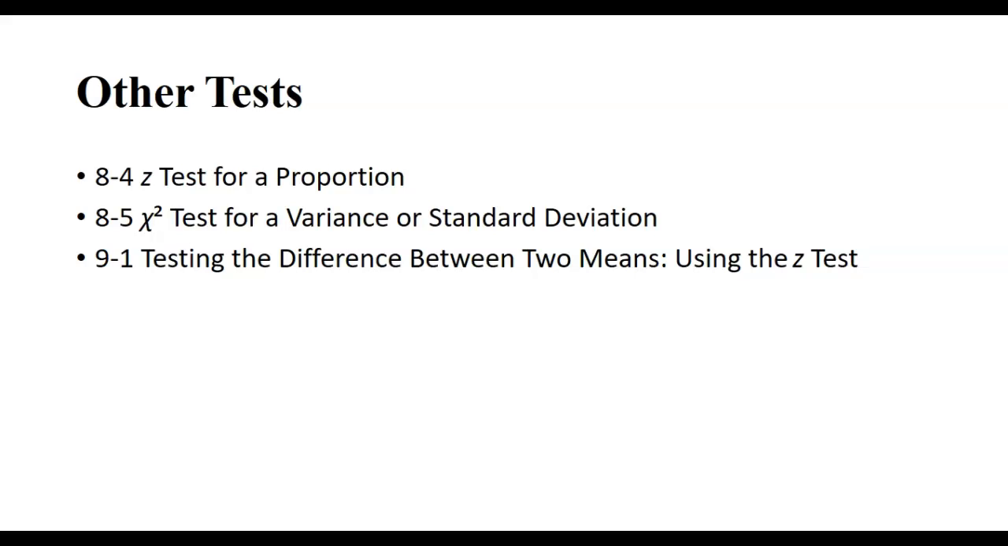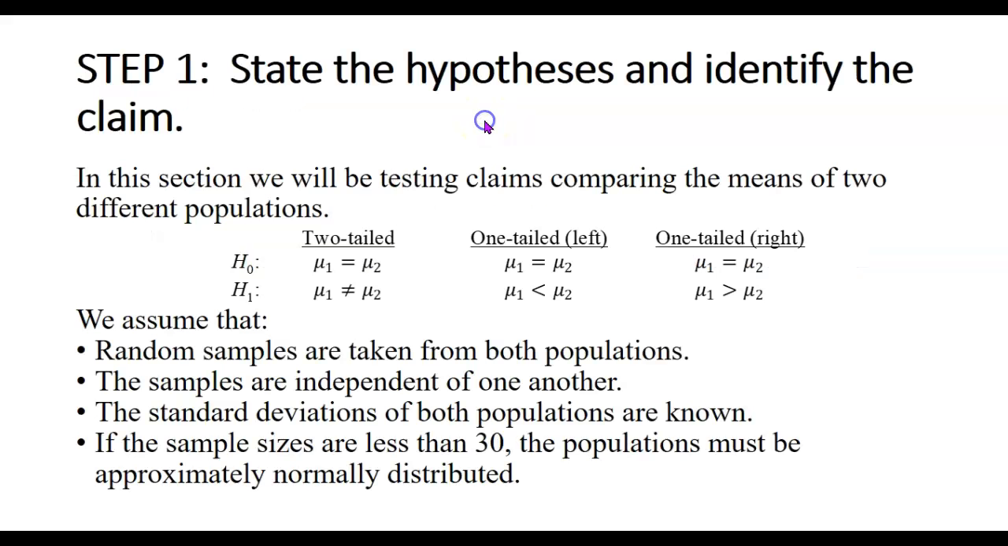This is where you have two different populations, two different groups of people or things, and you're comparing them. You want to know, is there a difference between how well boys do at a video game and how well girls do? Or is there a difference between two different brands of some product? Or something like that. You're not comparing just one mean to a specific number, you're comparing one mean to a different mean. So in this section, we'll be testing claims comparing the means of two different populations.